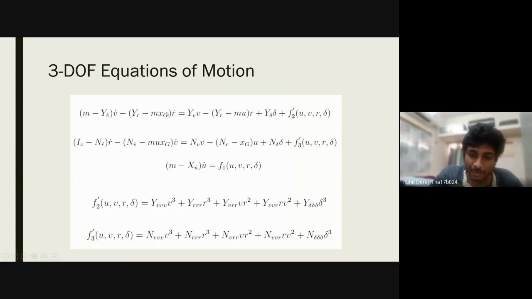So these are the equations I'm solving to get the dynamics. Here you have these two equations, the coupled sway and yaw equations. The equations that I'm using are non-linear, but only in the sense that I'm using non-linear hydrodynamic derivatives. Here F2 prime and F3 prime are non-linear hydrodynamic derivatives, which means higher order terms are there. But the dynamics is essentially the same as in the linear equations that we use.